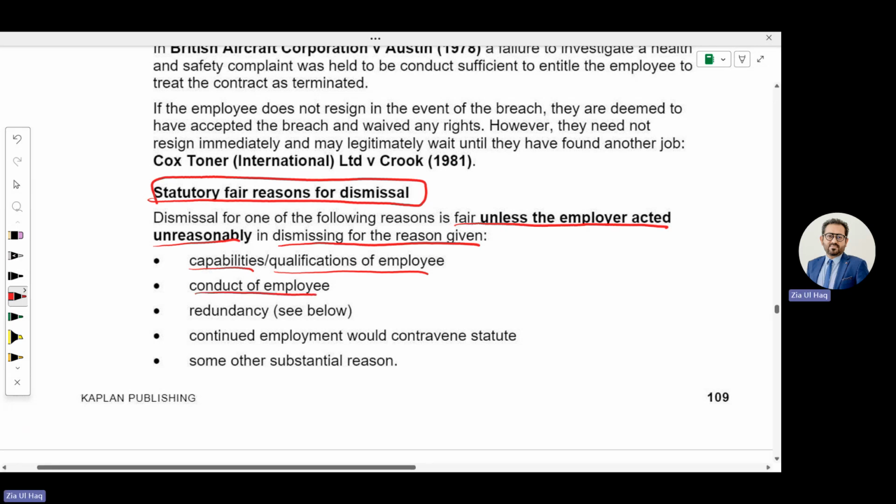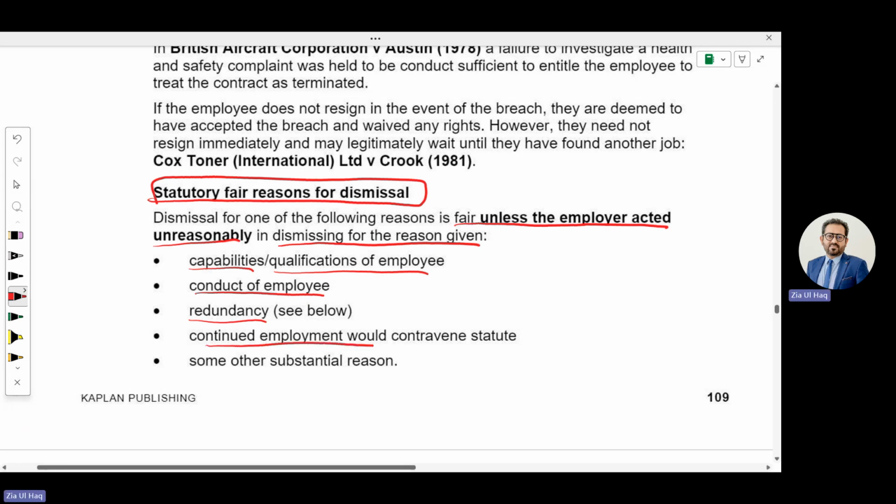Conduct of the employee: he is not conducting himself properly, he is not obeying orders, he is not acting faithfully, so his dismissal is fair. Redundancy. For business survival, if the employer wants to reduce labor, like he is going to shut down one of the branches, the employees of that branch need to be dismissed. So that is fair dismissal. So redundancy is a fair dismissal. But there are certain rules that you need to follow.